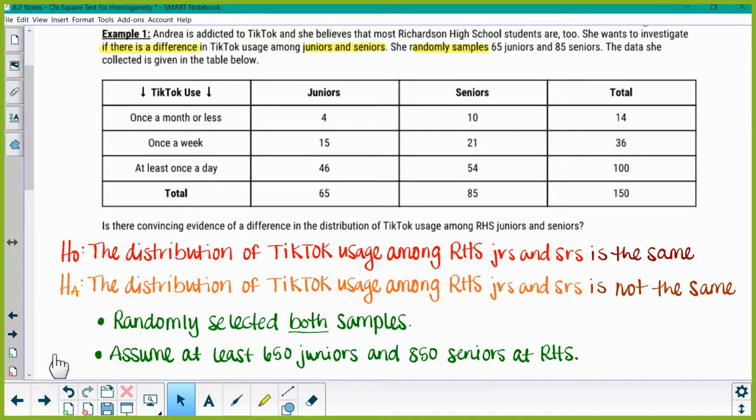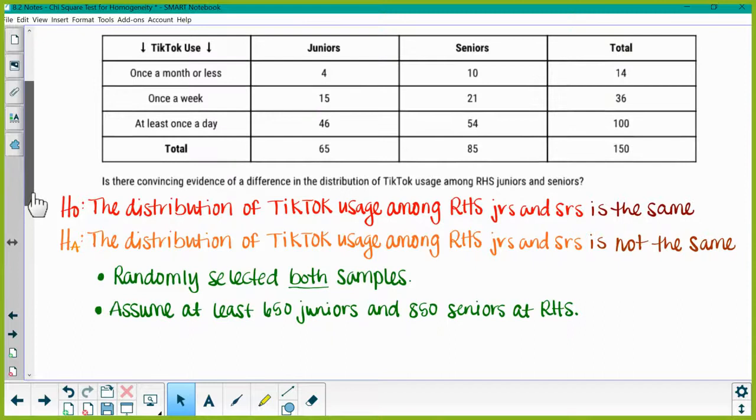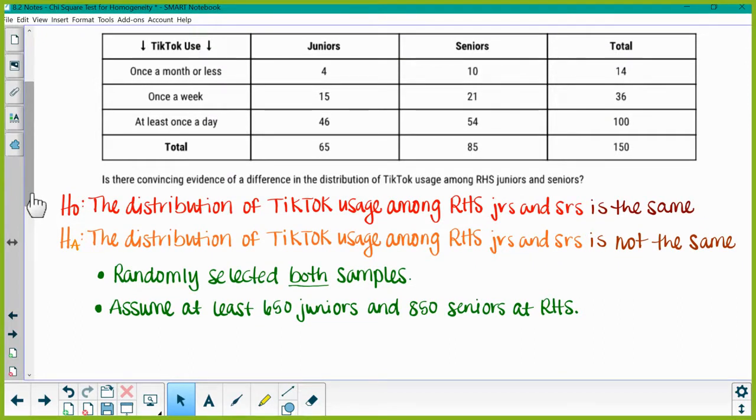Assume at least 650 juniors, because that's 65 times 10, and 850 seniors, because that's 85 times 10, are at RHS. That is definitely reasonable. Maybe 850 seniors gets a little iffy. Maybe at the top of the year, we have that many. It kind of drops down by the time we get to the end. Some people graduate early, some people transfer. We're just going to assume. If we include MPA, it's probably 850.